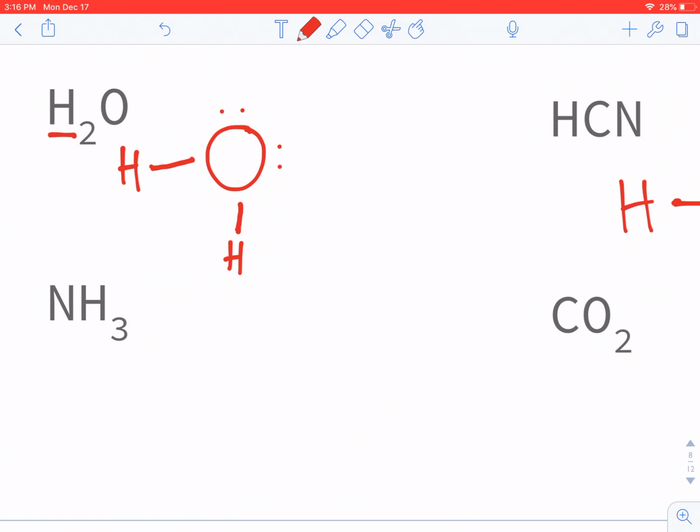Down here, NH3, we've got some ammonia. So again, nitrogen, 5 valence electrons, so it needs 3 more. You can probably predict that it's going to get those from the hydrogen atoms. So I'm going to draw those in and go ahead and connect the dots. So now nitrogen, if we count it up, we've got 2, 4, 6, 8. Great. Nitrogen is now stable, and each hydrogen has 2.